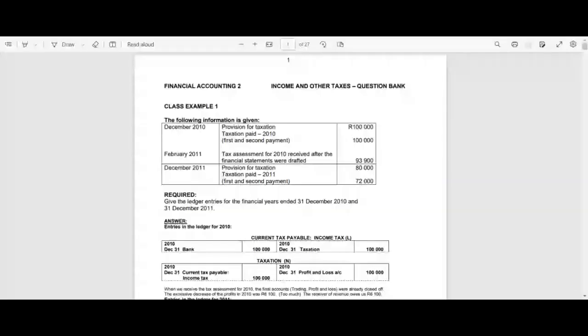I'm going to stop sharing the Blackboard site, and I'm going to share a different document. This is the first few pages of the taxation question bank, ladies and gentlemen. So it is available to you. This is what we are going to look at now. Just waiting for it to appear on your side. It takes a few seconds. There we are.